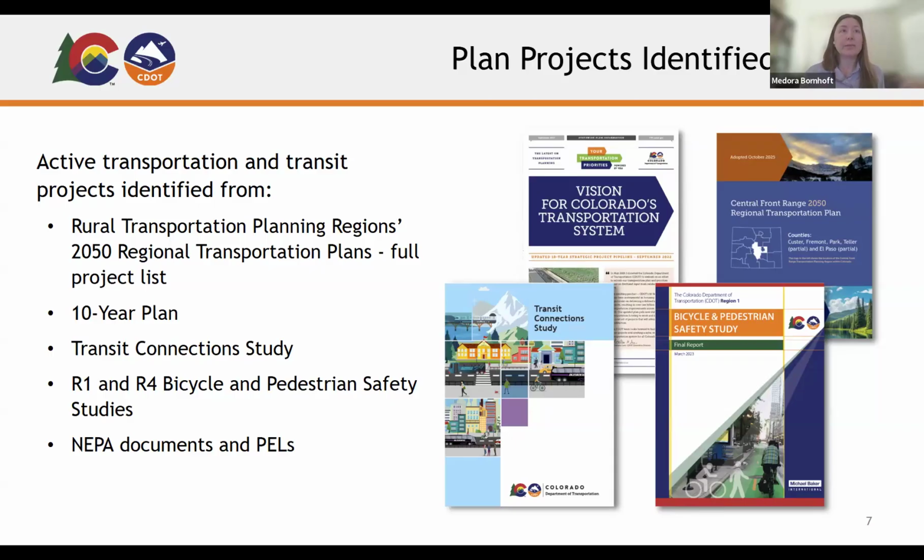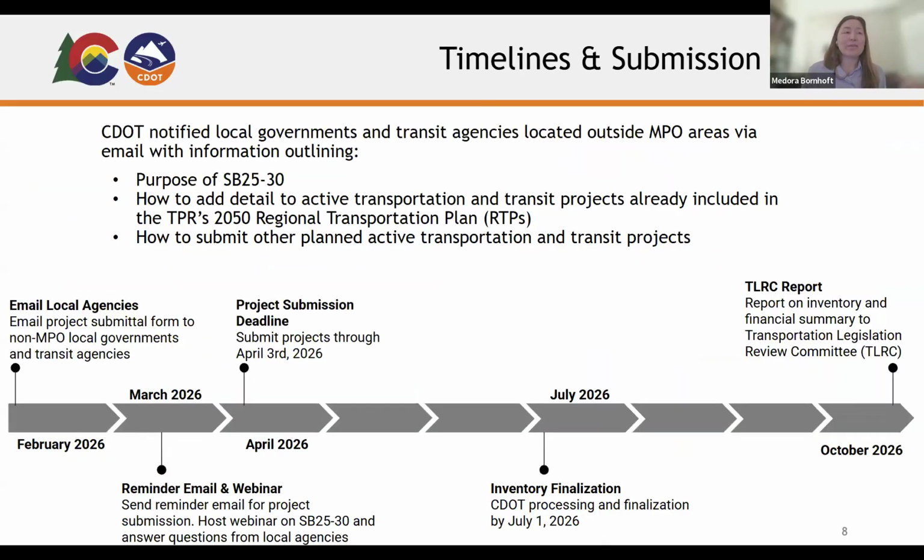CDOT is also looking at eligible projects from the 10-year plan that's also in the process of getting updated. The Transit Connections Study, which was just released last year, completed by the Division of Transit and Rail at CDOT. Bicycle and pedestrian safety studies for CDOT Region 1 and CDOT Region 4, and NEPA documents and PELs that have been conducted. So we have a wide range of sources to pull from.